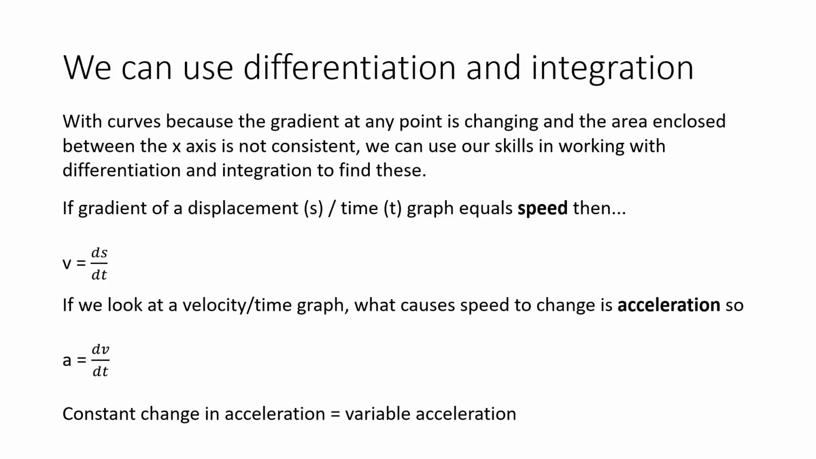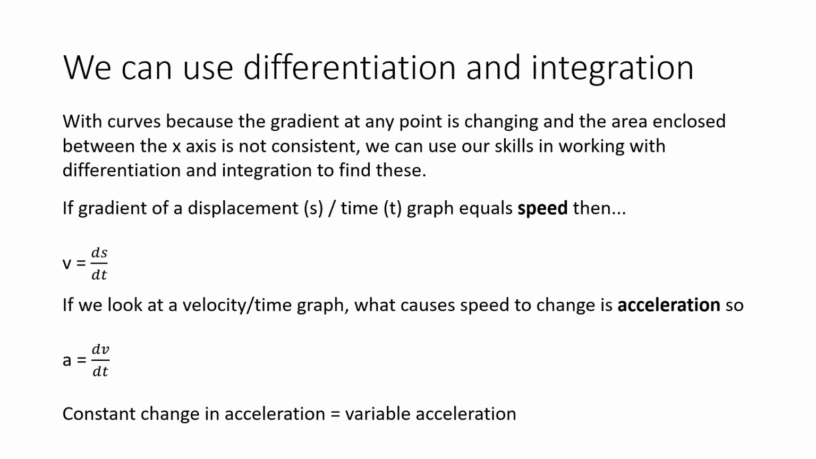Now, with curves, because the gradient at any particular point is changing and the area enclosed between the x-axis is not consistent, then we can use our skills in working with differentiation and integration to find these out. Now, if gradient of a displacement time graph equals speed, then v equals the differential of displacement over differential in time, which basically converts to ds over dt. And if we look at a velocity time graph, then what causes speed to change is acceleration, so a is going to equal dv over dt.